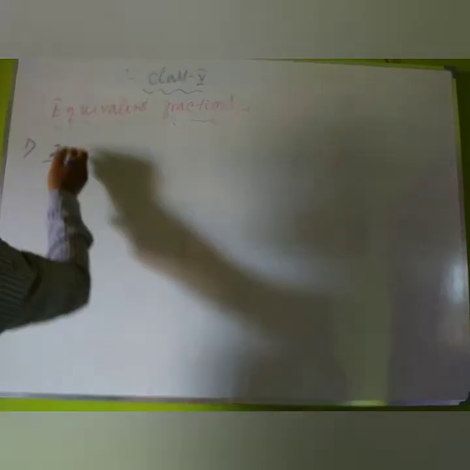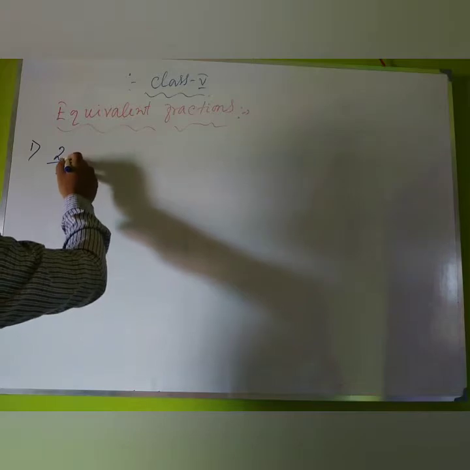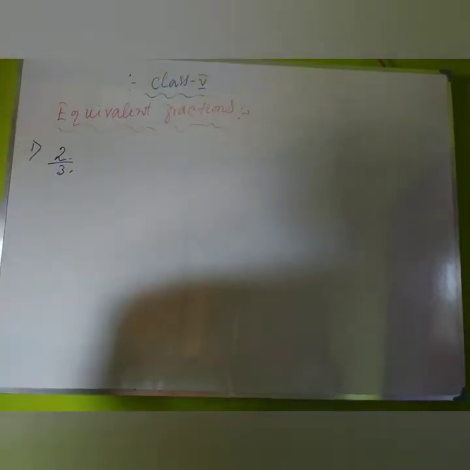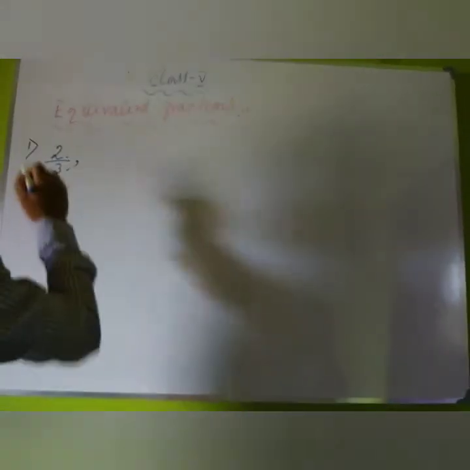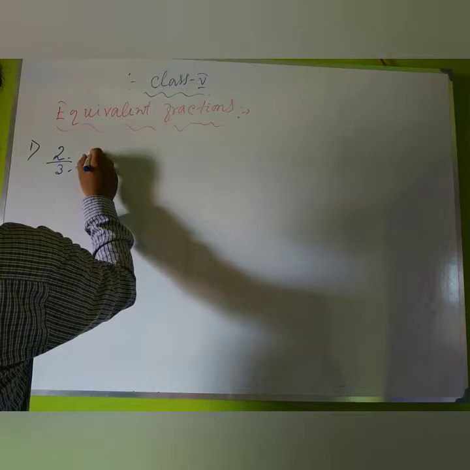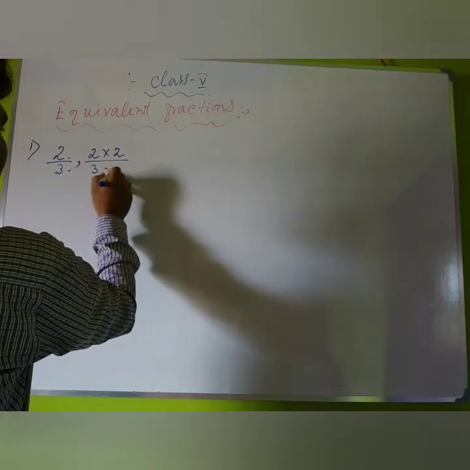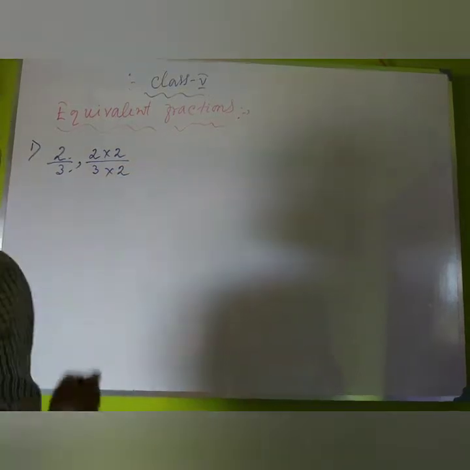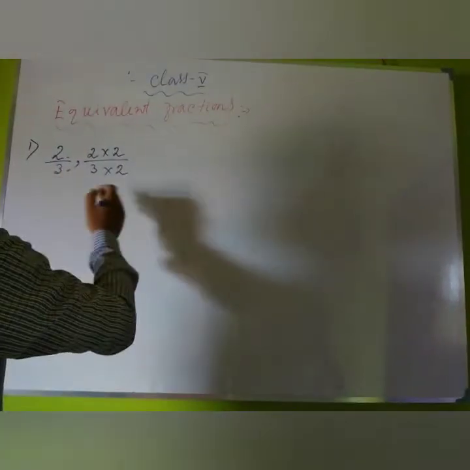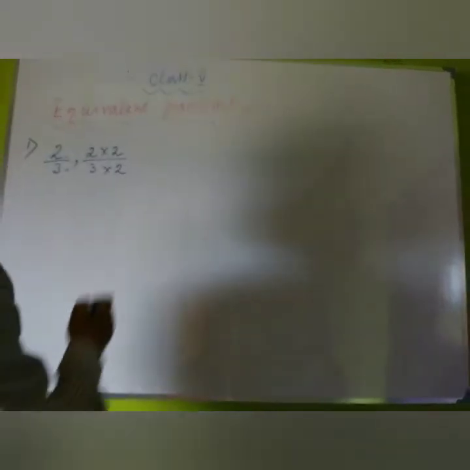So it is written in its lowest term. There is no common factor between this numerator and denominator. Then how will we write its equivalent fractions? Just in the second term you write down 2 into 2 by 3 into 2. That means double of this fraction. Here we multiply by 2 in the numerator and denominator both.